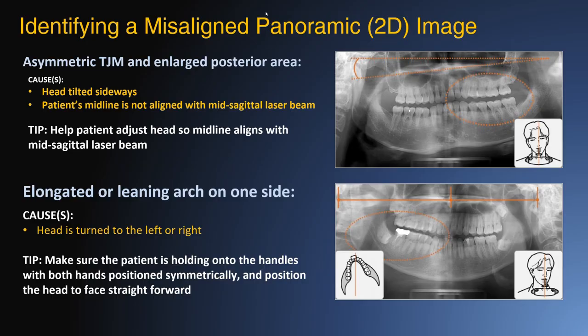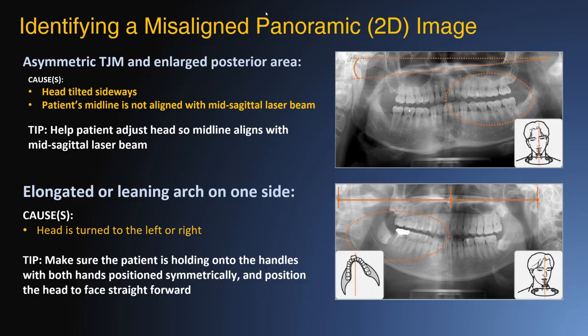Asymmetric TMJ and enlarged posterior area. The causes: the patient's head is tilted sideways, or the patient's midline is not aligned with the mid-sagittal laser beam. To prevent this, help the patient adjust their head so that the midline aligns with the mid-sagittal laser beam.